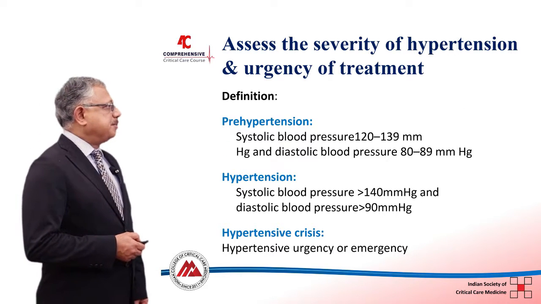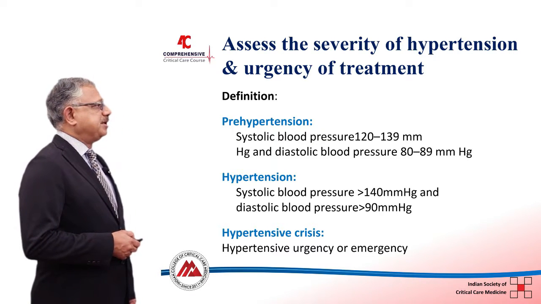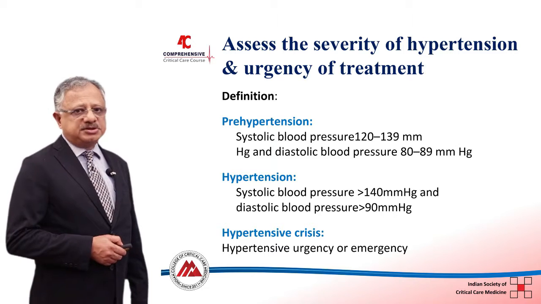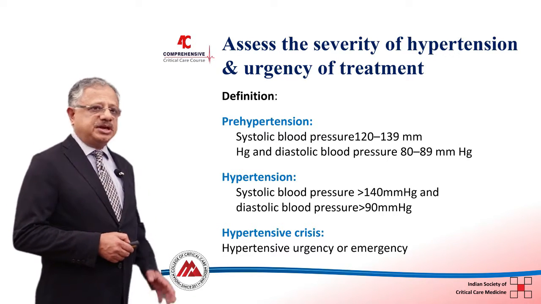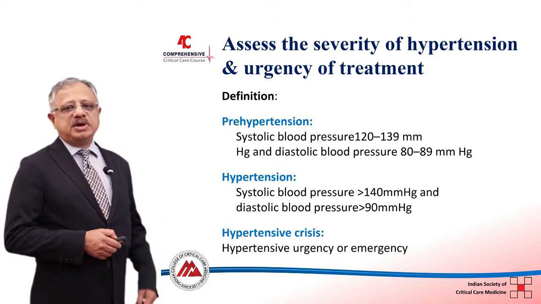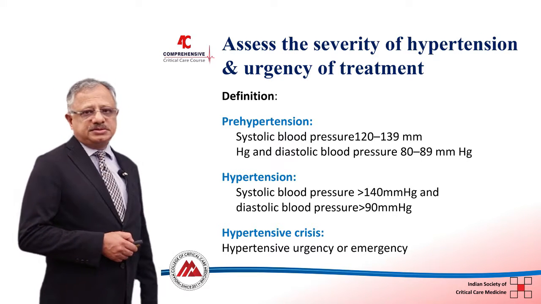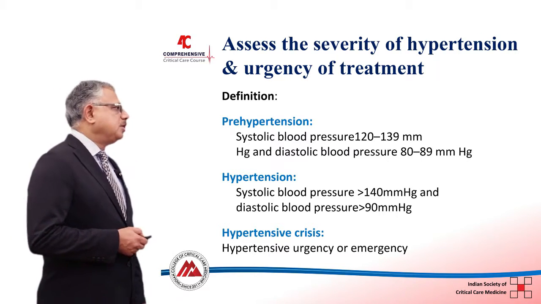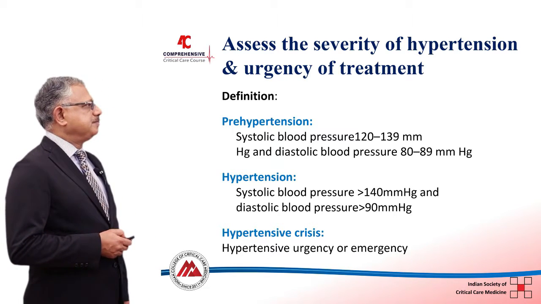Well, that brings us to what is the definition of hypertension. Well, you have pre-hypertension, in which the systolic blood pressure is between 120 to 139 and the diastolic blood pressure is 80 to 89. In hypertension, the systolic blood pressure should be more than 140 and the diastolic more than 90. And hypertensive crisis is divided into two: hypertensive urgency and hypertensive emergency.